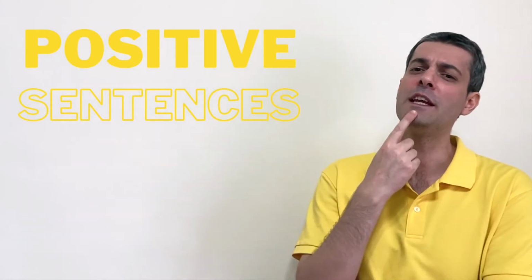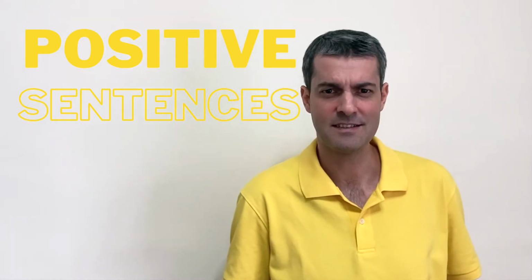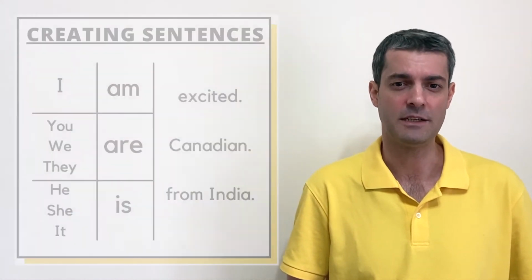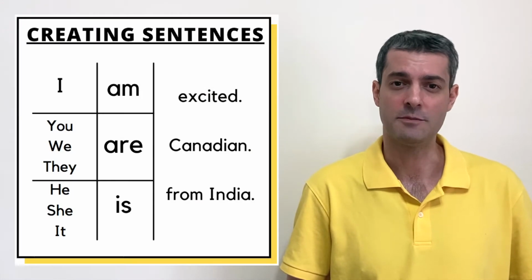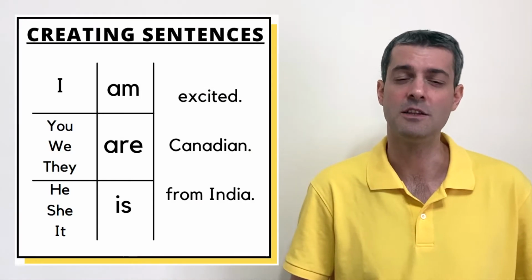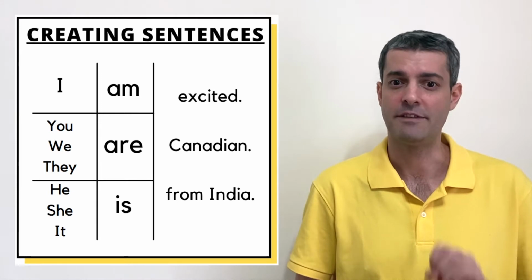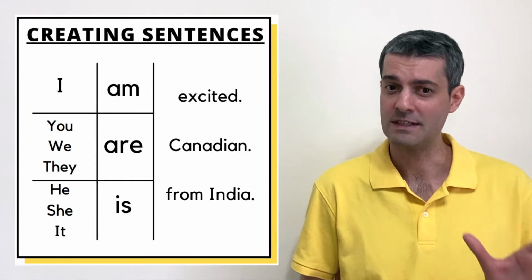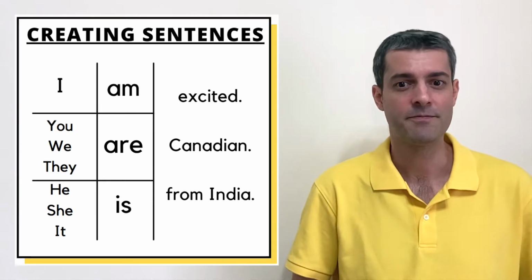Now, how do we create positive sentences in the present simple tense using the verb be? Well, the be verb takes 3 forms in the present tense. We have am, are, and is. So am goes with the subject I am.